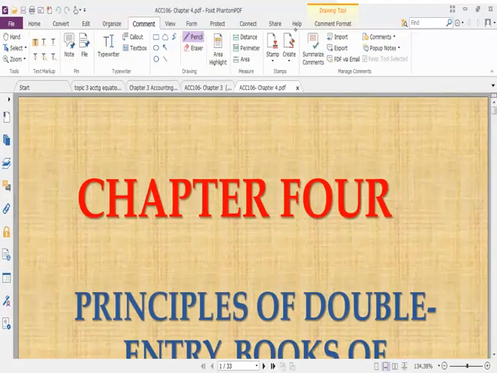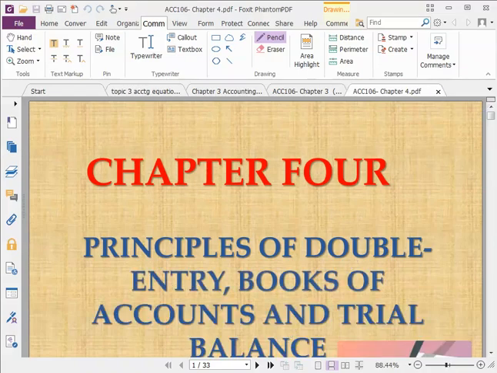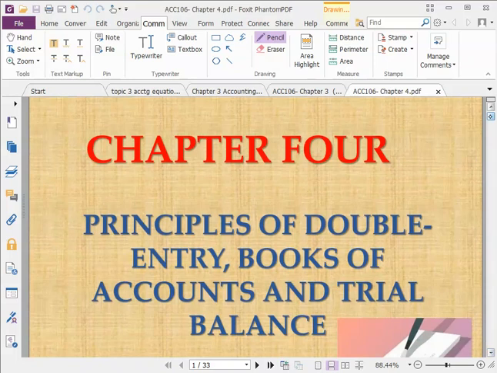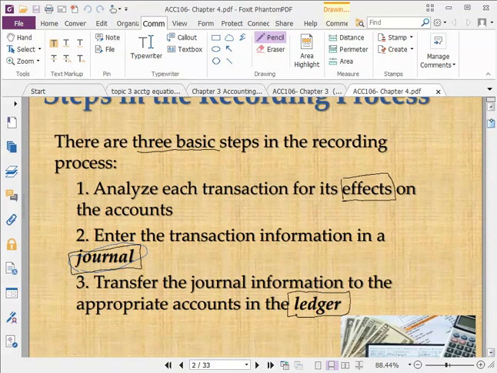Okay, let's look at chapter number 4. Okay, since the effect of the transaction, you already master. The next, let's look at chapter number 4, that is principle of double entry, books of account and trial balance. Okay, so we look at the double entry first. Okay, what is double entry? You already remember, right? Okay, what is debit, what is credit? 3 basic steps in the recording process.